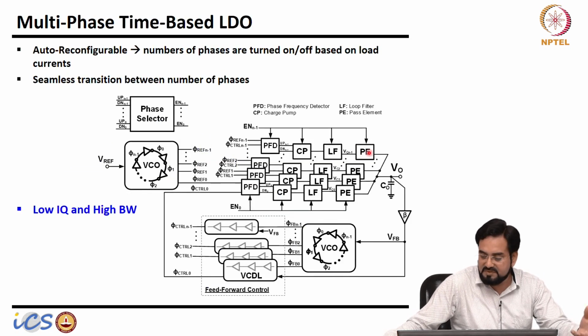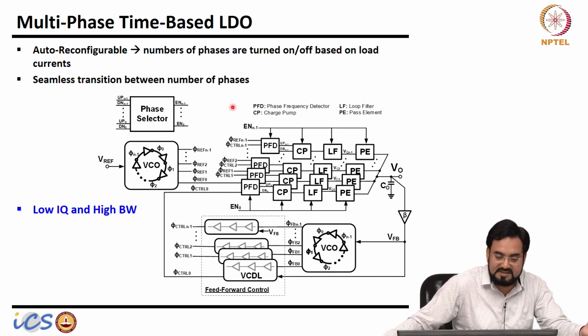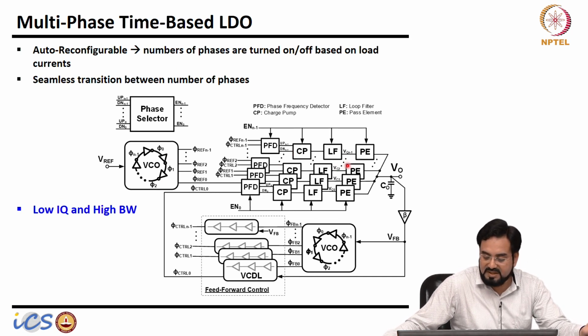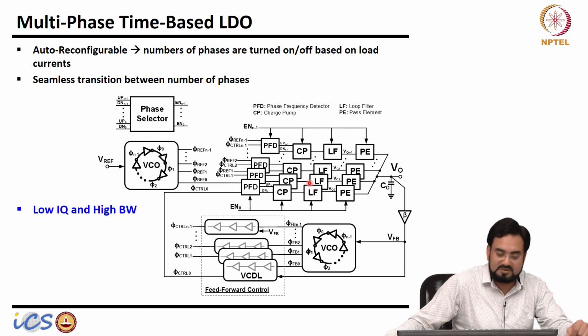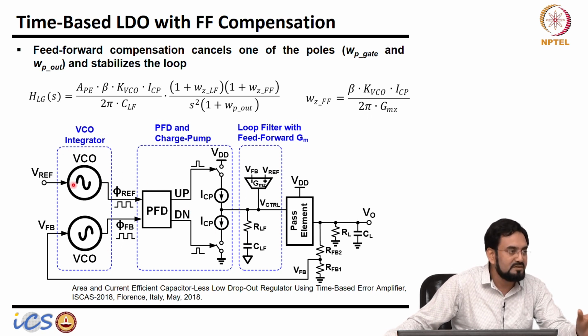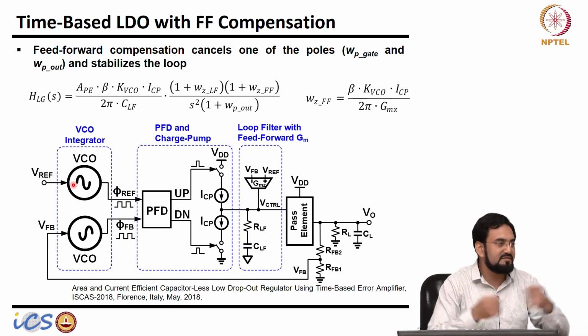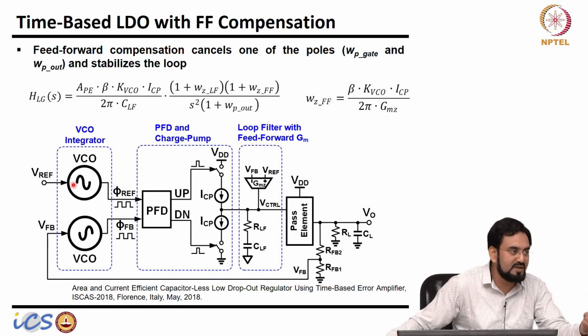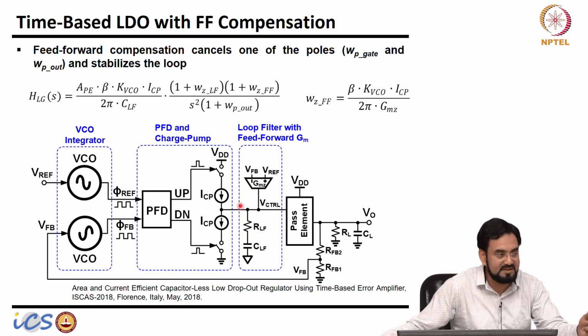So the same concept which we use like multiphase in a switching DC-DC converter, you can use multiphase in an LDO also. So the advantage here is, I have all the power FETs connected in parallel. You can think there are multiple power FETs, each one has its own PFD and charge pump, but we are using a common VCO, because we cannot have multiple integrators in one loop, they will start fighting with each other. So we can have only one integrator, but we can have multiple PFDs and charge pumps.